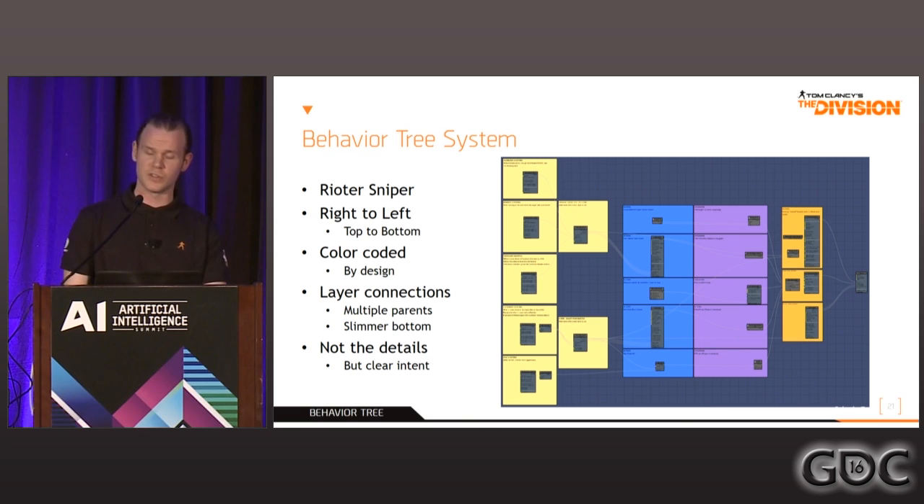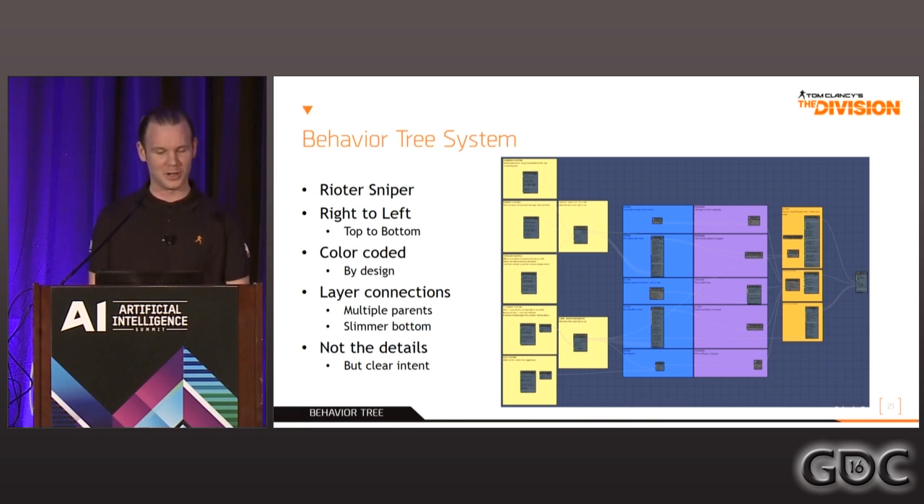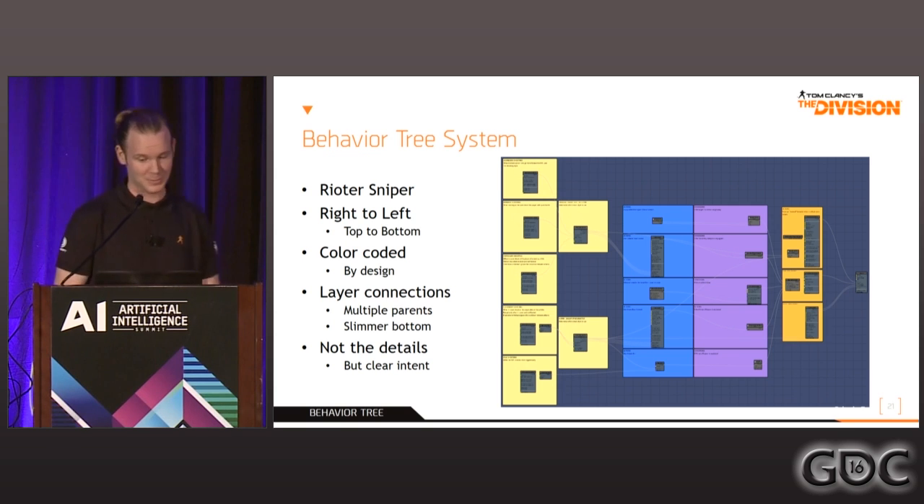So this is the behavior tree system for the rider sniper. Again, things are evaluated right to left and then top to bottom. And as you can see, everything has been color-coded and laid out with nice space. That was not done by a coder. It was a designer, and it was a really good idea. It makes things a lot easier for us.